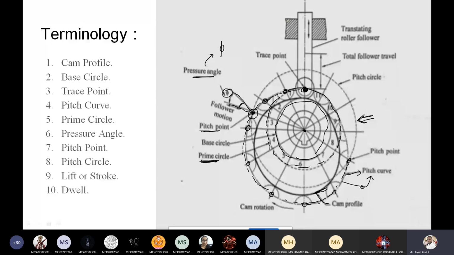There is no condition about where it is located. It means you can find the pitch point here also, and here also. On the pitch curve, whenever you find the maximum pressure angle, that particular point is known as a pitch point.